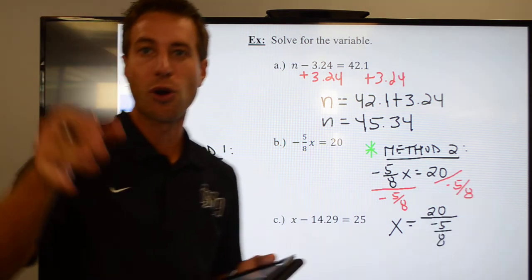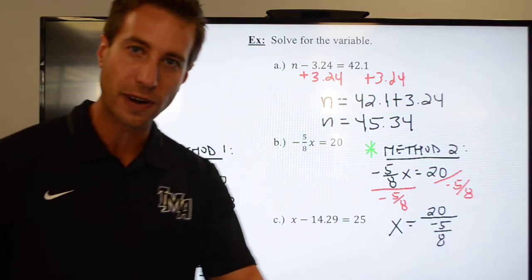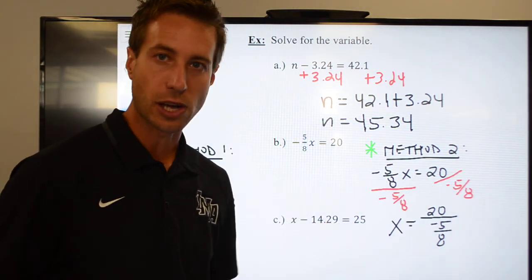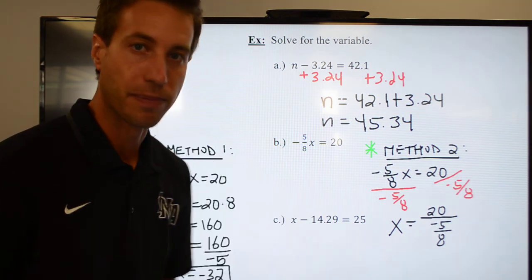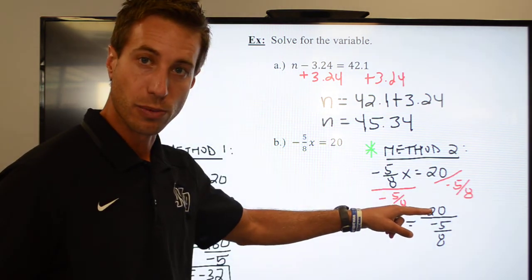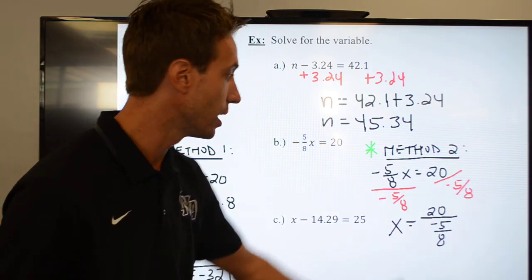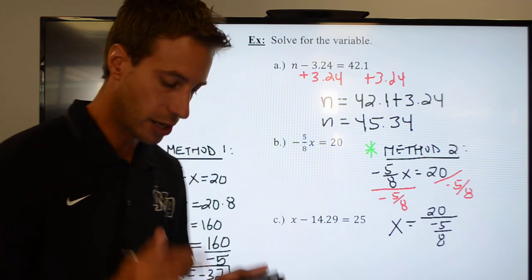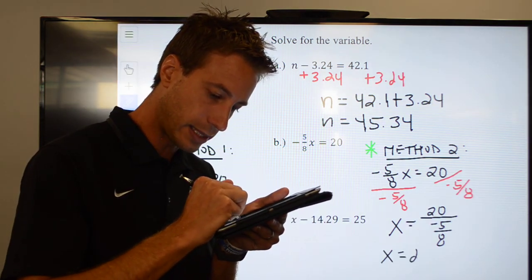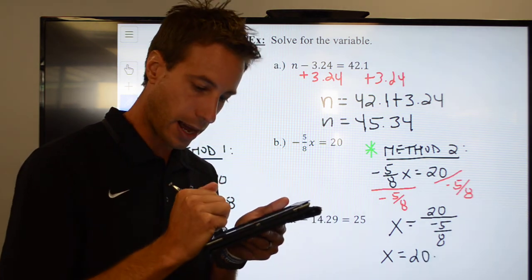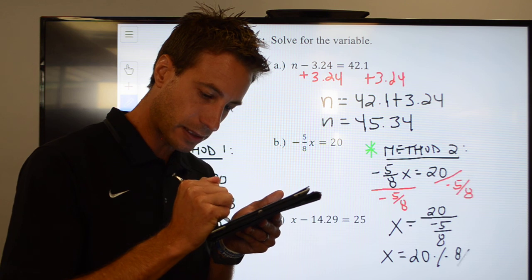And let's get a throwback to middle school here. In middle school, you would have learned a cute little phrase that allows you to deal with these complex fractions. It's called keep it, change it, flip it. You're going to keep the numerator, you'll change the division to multiplication, and you will flip the denominator. So x is equal to 20 multiplied by a -8/5.